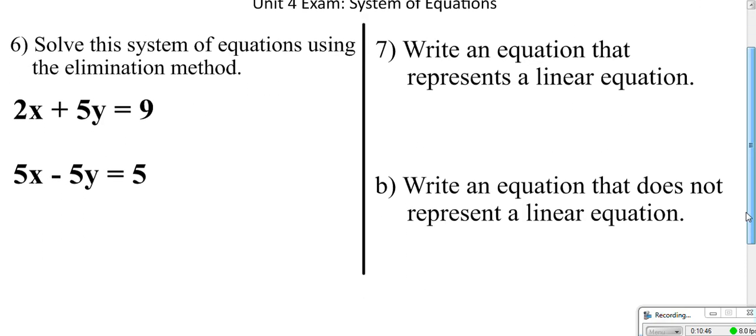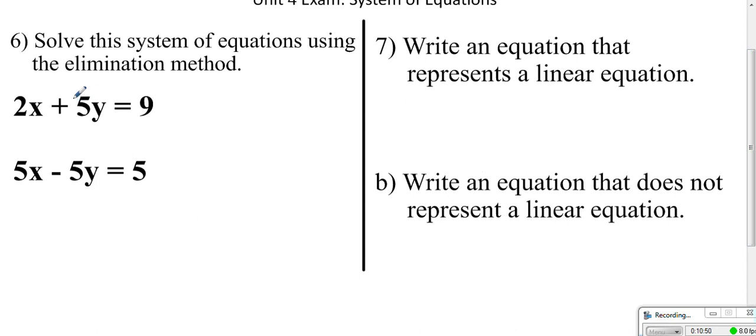Alrighty. Solve the system of equations using the elimination method. Much easier. Add the 2x and the 5x, 7x. Add the 9 and the 5, 14. And yes, you have x equals 2. Divide by 7 on both sides, and that's what you get. x equals 2.